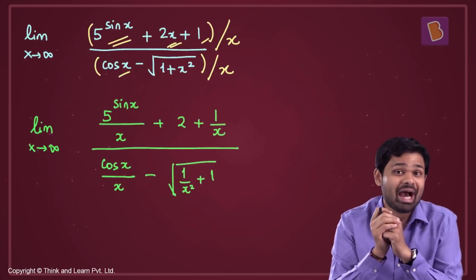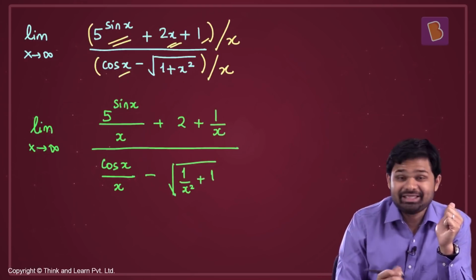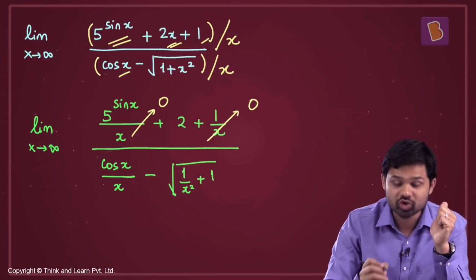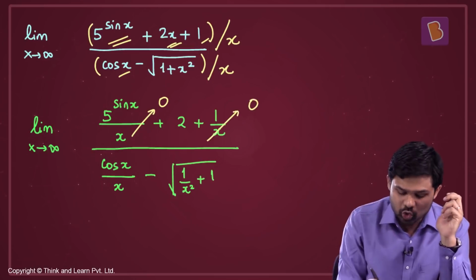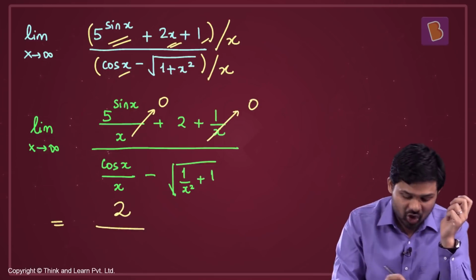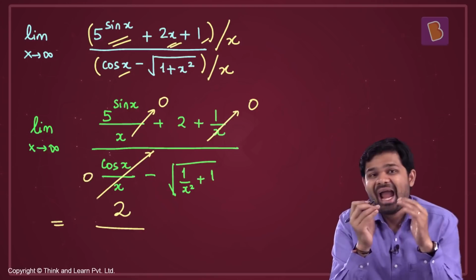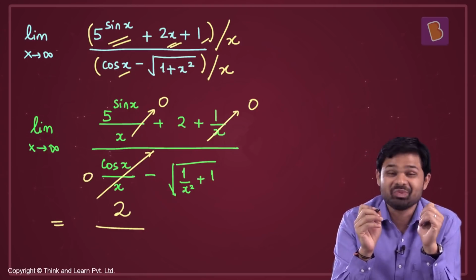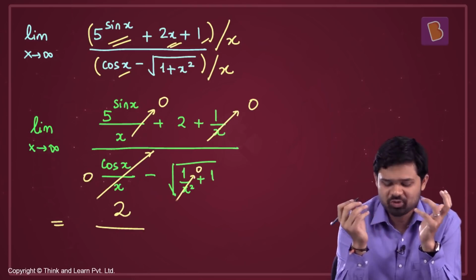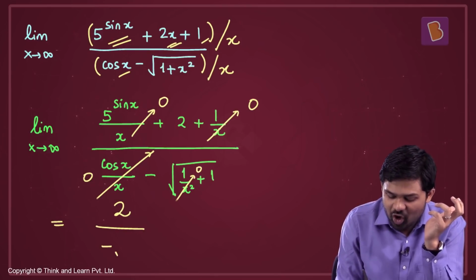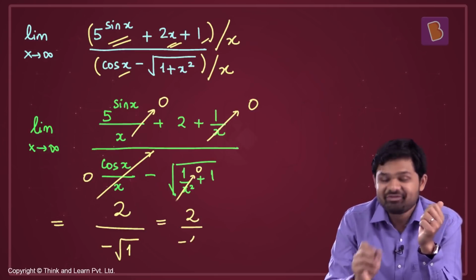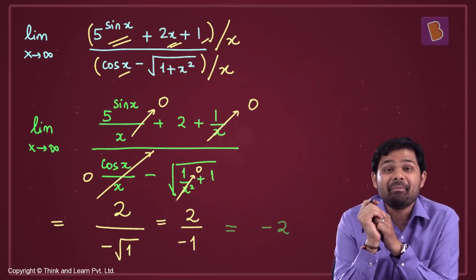Now let's look at what happens. So 5 to the power sine x by x, as x goes to infinity, this goes to 0. This also goes to 0. 2 is going to stay as 2. So my numerator is going to be 2. Let's see what happens to the denominator. Cos x by x will go to 0. And under root of 1 plus x square, plus 1. Beautiful. Because this term here goes to 0 and 1 is going to stay as 1. So that's going to be negative of the square root of 1, which is 1. So I will be left with 2 by -1. So the value of this limit is -2.